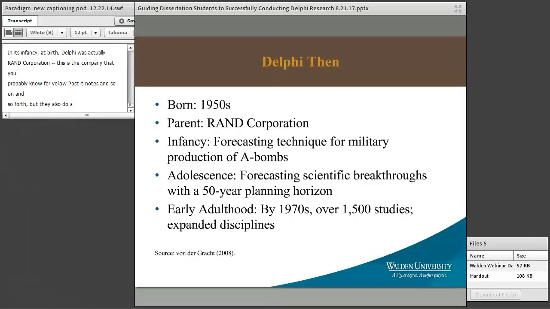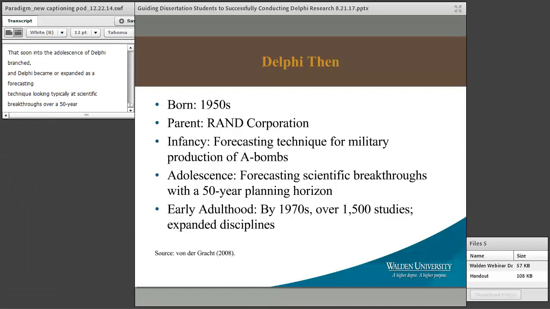And going back to the 1950s, shades of Cold War, they assembled a group to look at forecasting techniques for the military production of A-bombs and looking at military fortification. That soon, into the adolescence of Delphi, branched, and Delphi expanded as a forecasting technique, looking typically at scientific breakthroughs over a 50-year planning horizon.